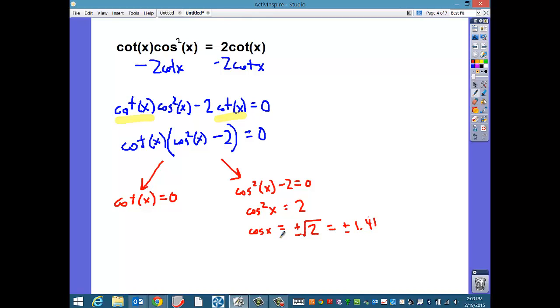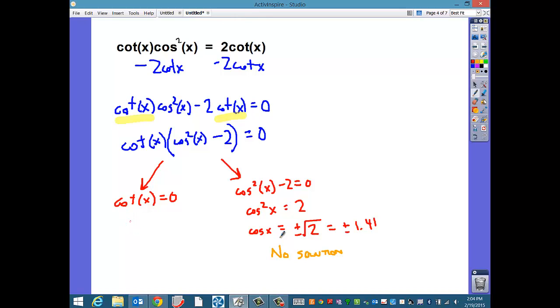And 1.41 is greater than the maximum value in the range of cosine, right? Cosine only goes from -1 to +1 and never outside of that. So both of these values are outside of that. 1.41 is too big, -1.41 is too low. So from this branch of our solving, we get no solution. And if we are disappointed by that, then we should be happy to know that we have another equation to solve over here. So cotangent of x is 0.